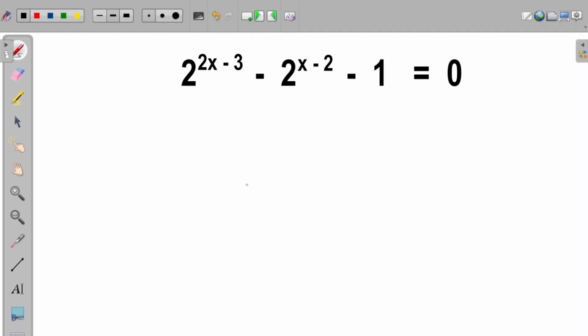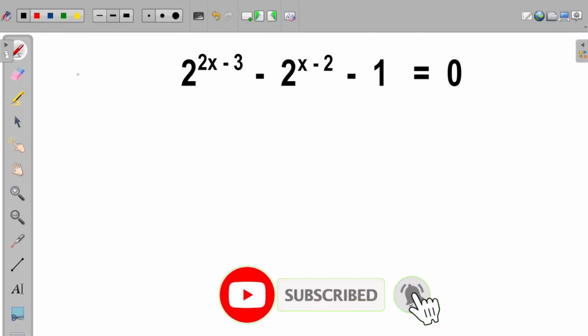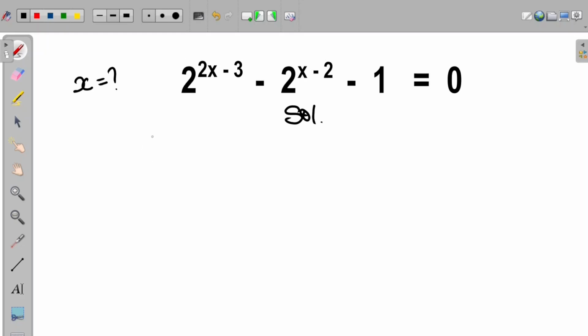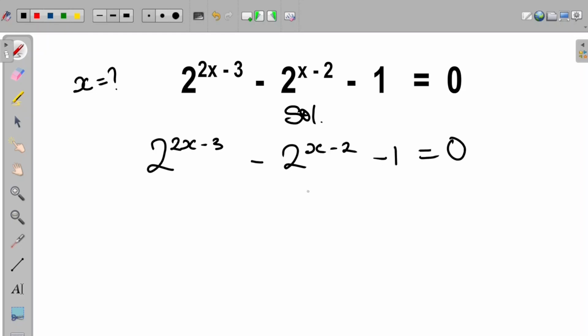Hello everyone, let's consider this exponential equation and we are asked to obtain the value of x. So we are given that 2 to the power of 2x minus 3, minus 2 to the power of x minus 2, minus 1 is equal to 0.